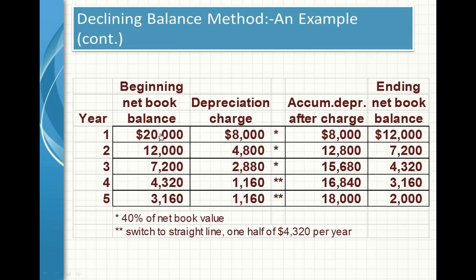Like this. 20,000 depreciation is charged, 8,000, the ending book balance would be 12,000. Next year we will charge depreciation on 12,000, say 40%, 4,800. 12,800 minus 4,800, it goes on like this, decreasing the depreciation and calculating again.